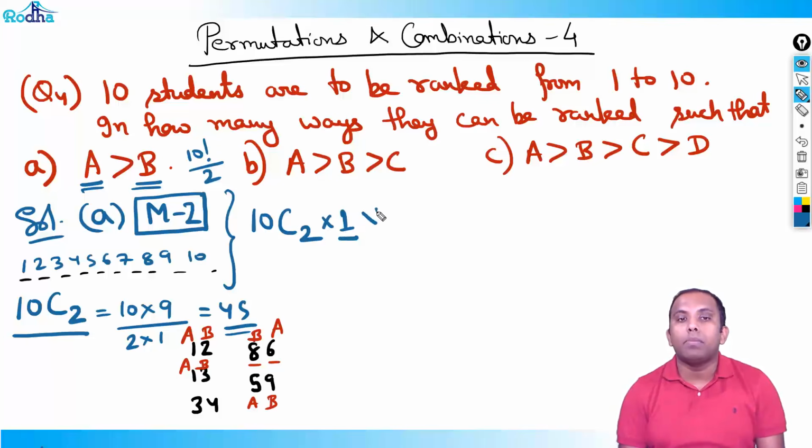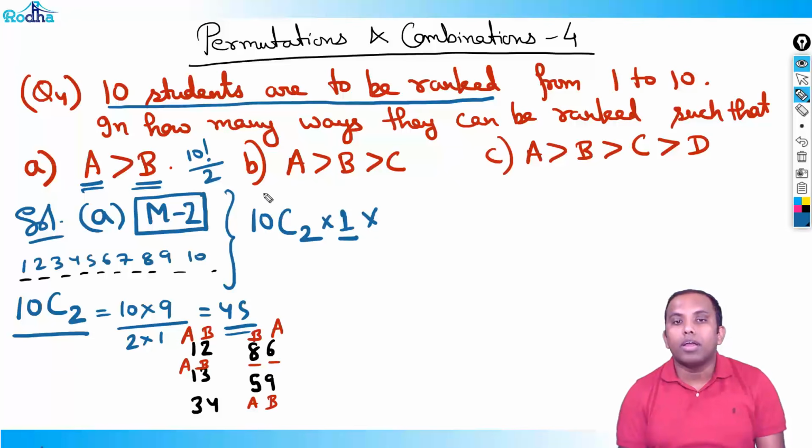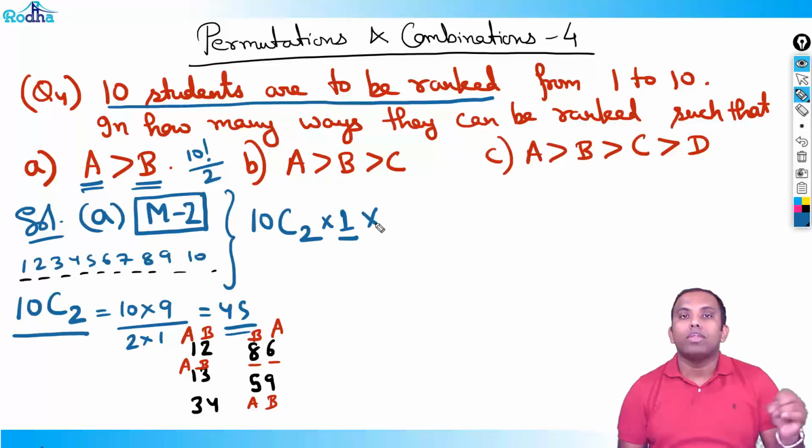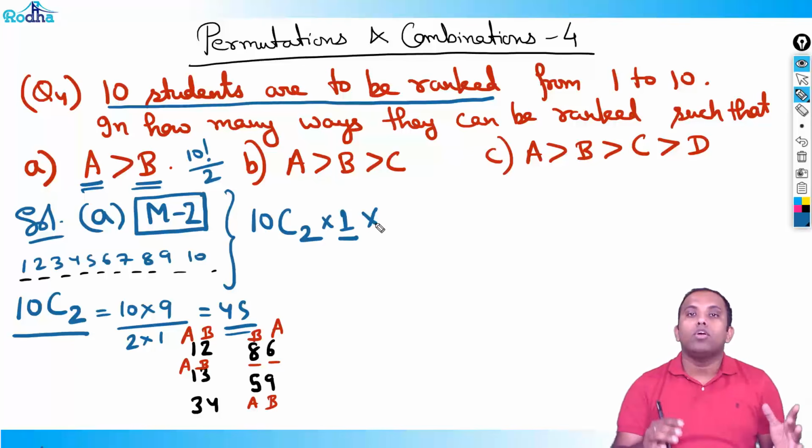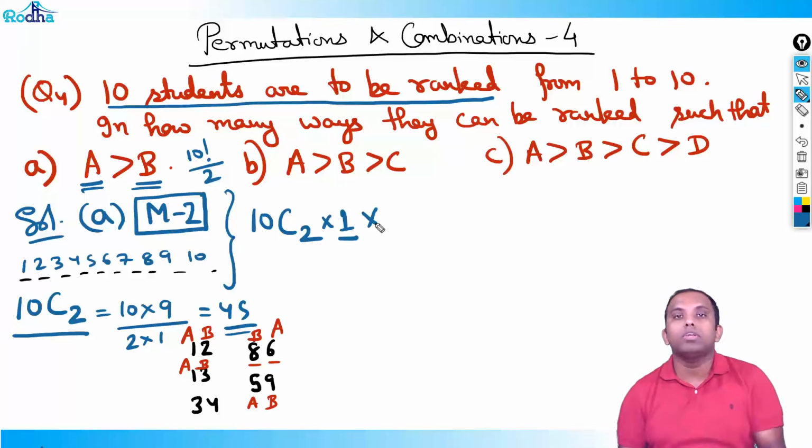And now the rest 8 people, right? Because there are 10 students to be ranked. So the other 8 people can be randomly arranged in 8 places. The shuffling of n different things at n places is how much? N factorial. The shuffling of 8 different students at 8 different places is 8 factorial, right?